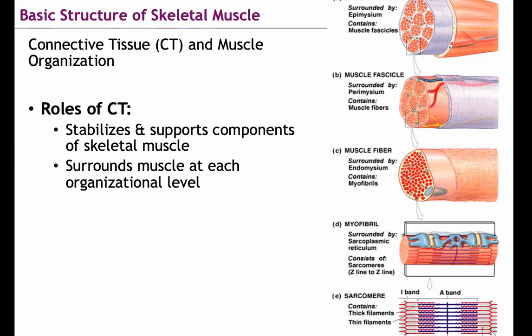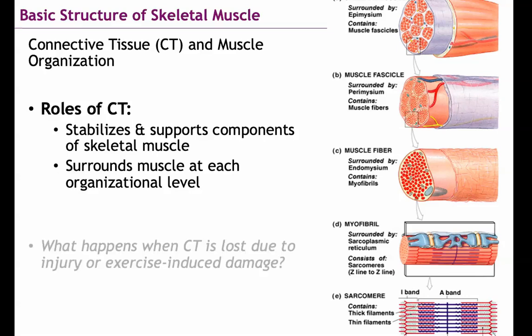You see here it surrounds the muscle at each organizational level. So each layer will act independently and contain specific functions that allow for movement and force production. And we're going to learn all about those specific functions on the next few slides. One question we want to ask is what happens when connective tissue is lost due to injury or exercise-induced damage?